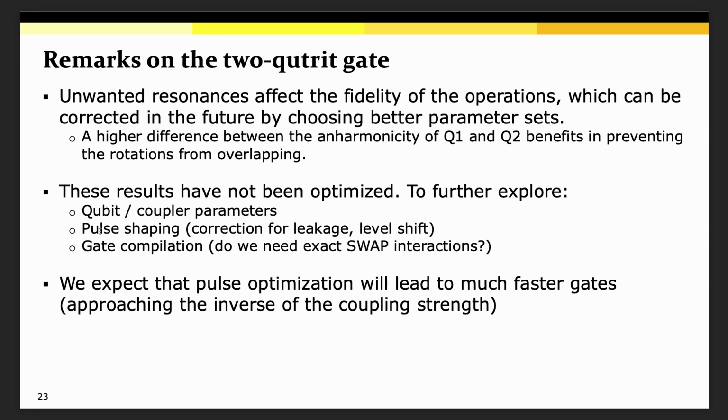Just to say a bit more about this two-qutrit gate, one thing we realize is that the system already has many possible collisions between different frequencies that we have to worry about. So we have to make sure to avoid these unwanted resonances, and we think that we can do much better with the parameter sets that we use. We also think that we haven't really fully optimized this, so there are many aspects that we can look at in more detail. These are qubit and coupler parameters, using pulse shaping to avoid leakage to other states. And also, one other aspect is to see whether we need these swap-like interactions, or we can do even better with more general pulses. We hope that doing this, we can get a much better setting in terms of the running time of this gate, which we expect eventually, with good optimization, to be of the order of the coupling strength between the two systems.